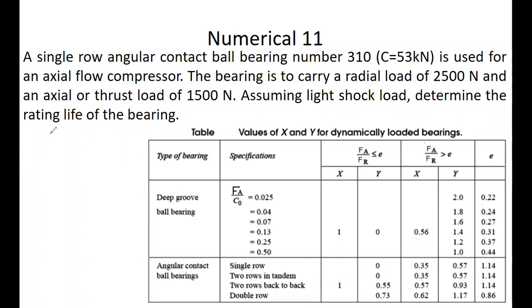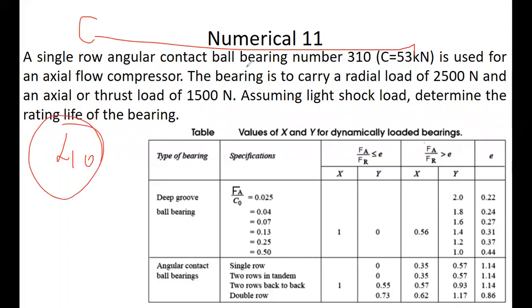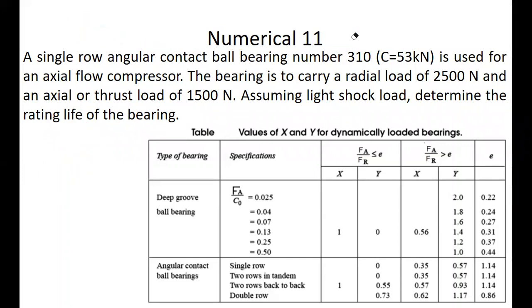Determine the rating life of the bearing. Rating life means they are telling us to find out L10, the rating life at 90% reliability. So very quickly, they are telling us to determine L10 this time. Every time we were finding C, but this time C is given and we have to find out L10. So let's start.